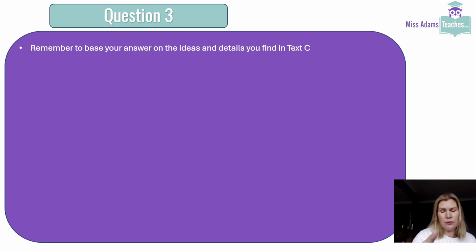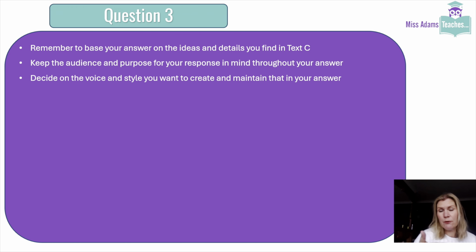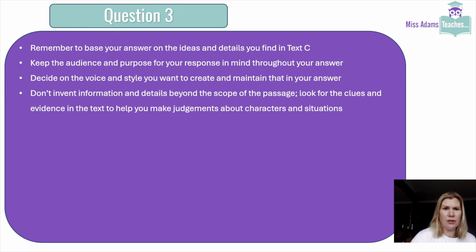This is not about coming up with your own ideas. You've got to make sure that you're using the information based on the bullet points they've given you. And when you're writing it, be aware of audience and purpose. Like I said before, you're going to write it very differently if you're writing, for example, a letter to your friend versus a letter to your head teacher. A diary entry is going to sound very different to a speech that you are giving to parents and teachers. So have that constantly in your mind. And for that reason, decide on a voice and a style and keep to it all the way through.